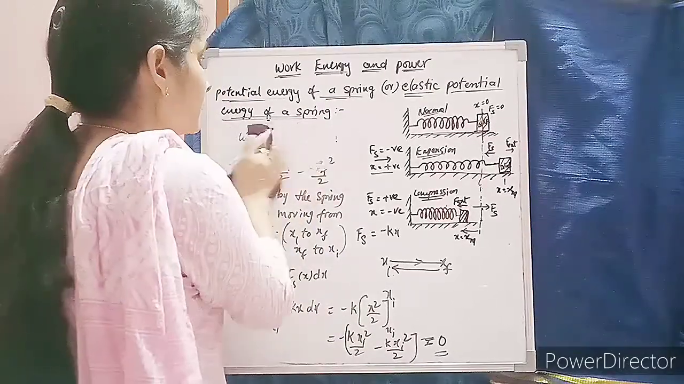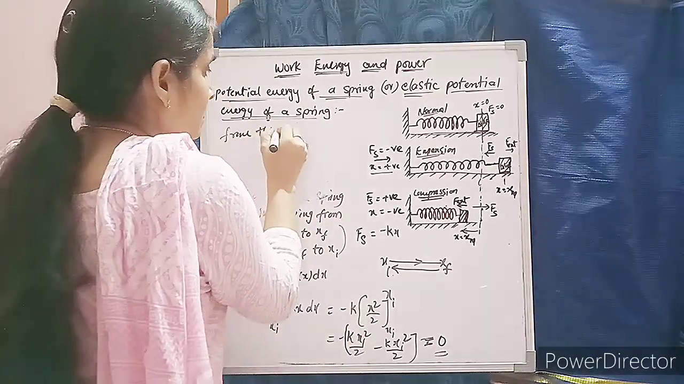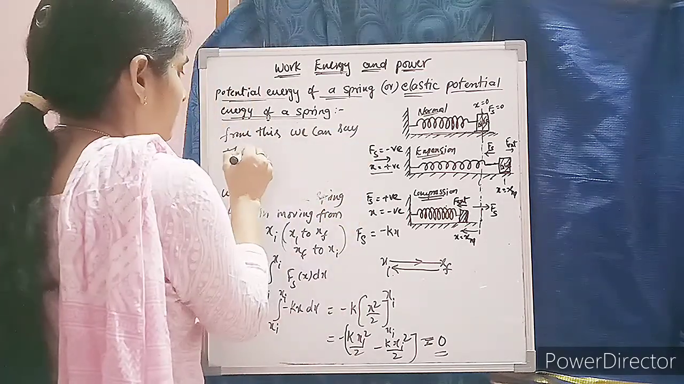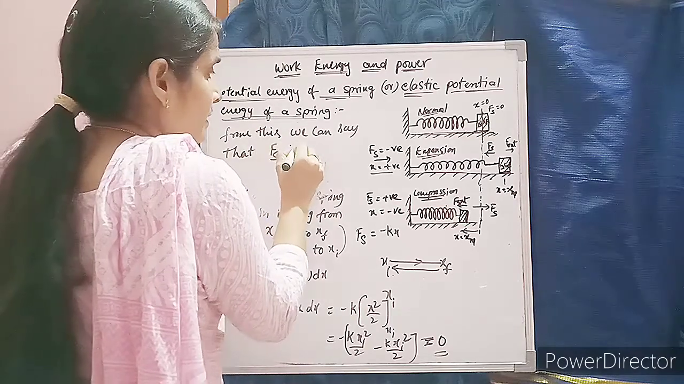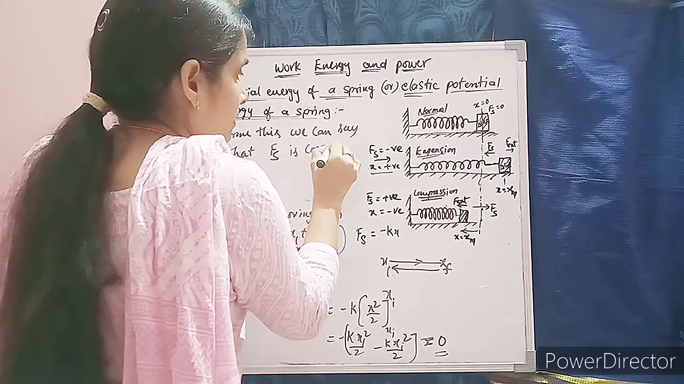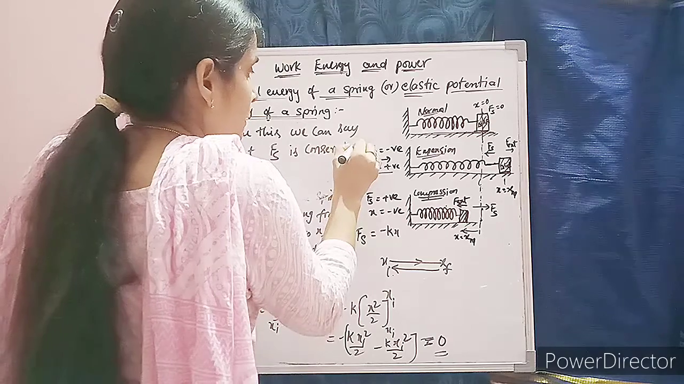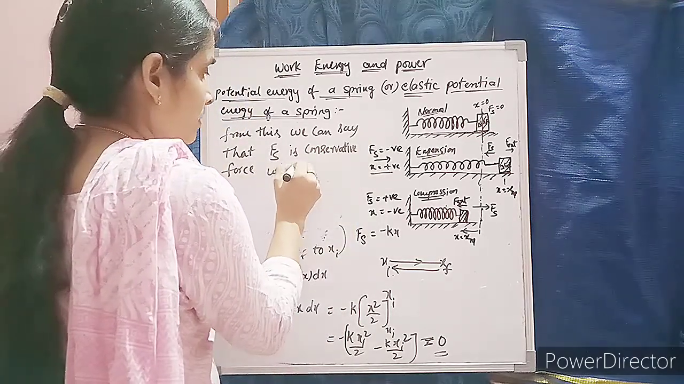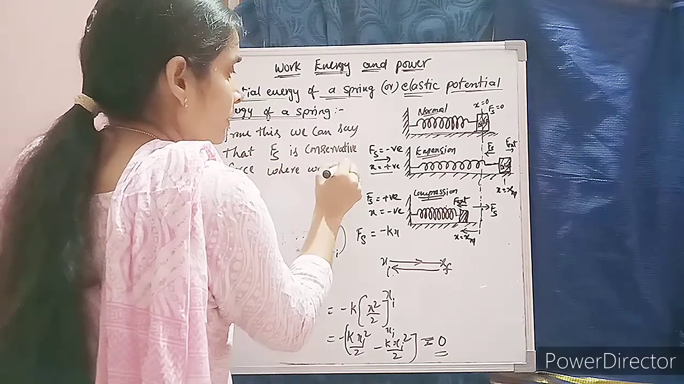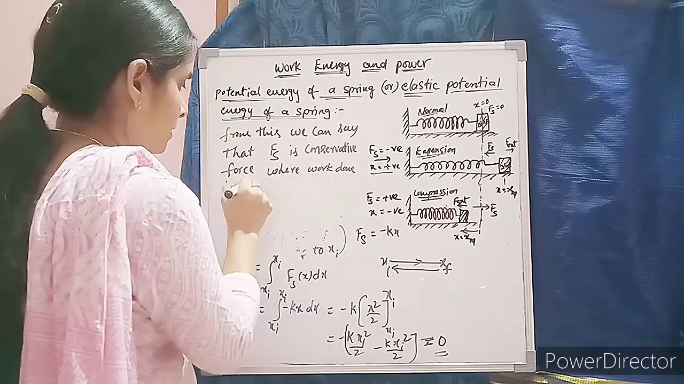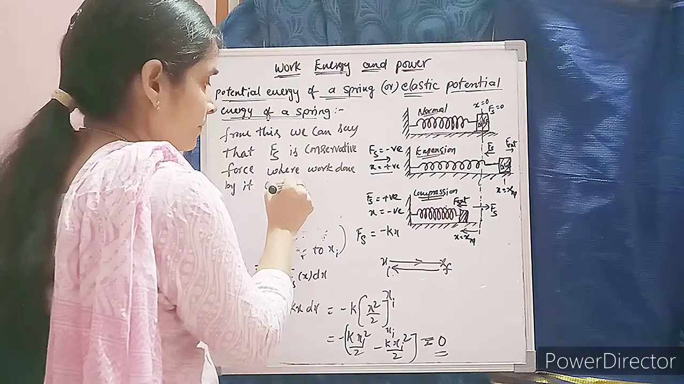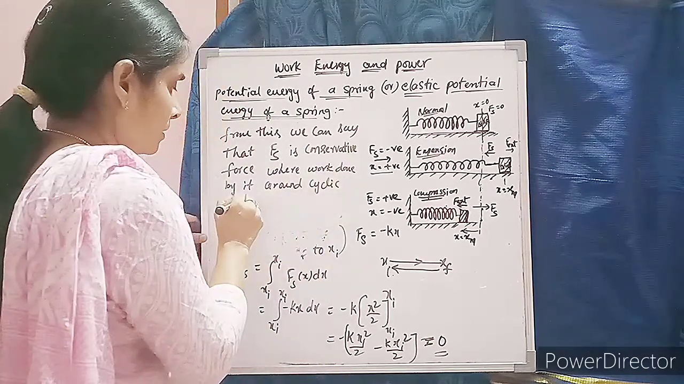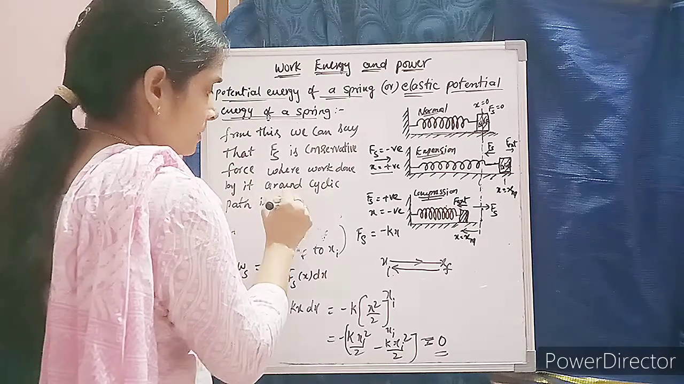So it is proved. From this we can say that Fs is a conservative force where the work done by it around a cyclic path is 0.